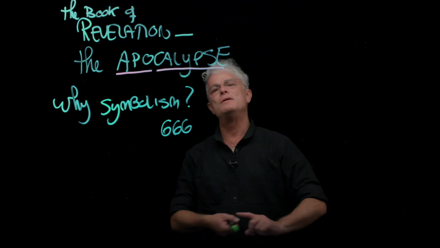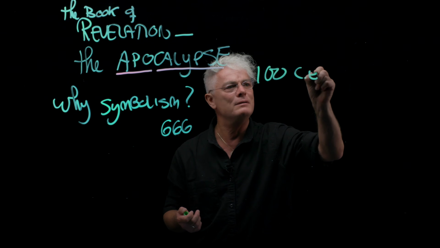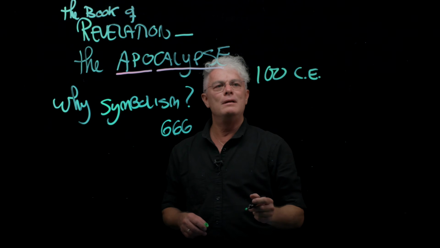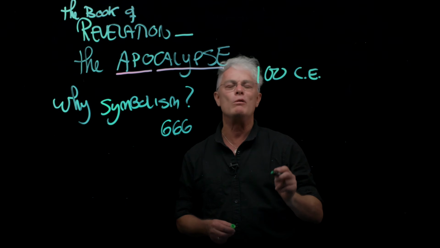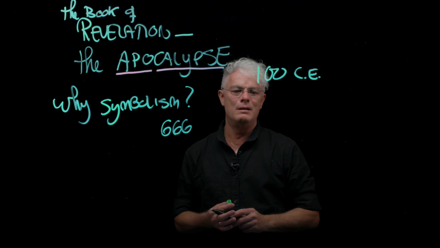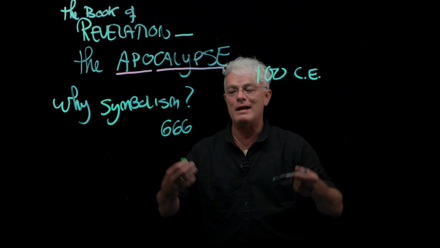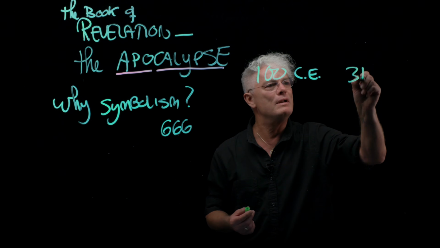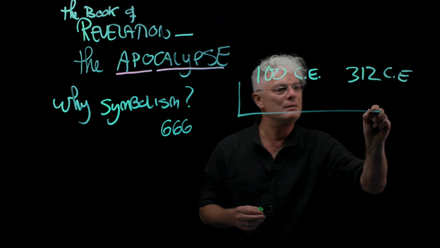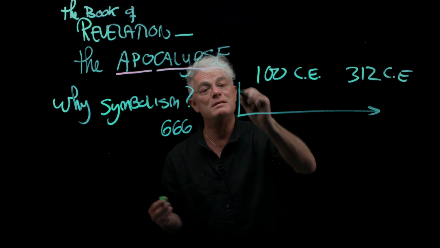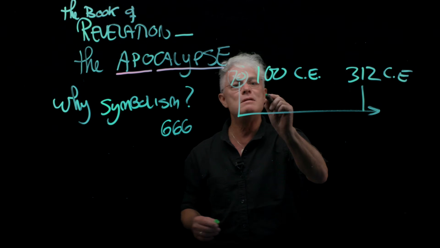when the book of Revelation was written, about 100 of the Common Era, it was during the time that Christianity was an illegal entity. Christians were outlaws. And they weren't really allowed to be not outlaws. They weren't accepted as a legal entity until 312 of the Common Era. So from about, let's say 70, about, until 312, Christianity was not legal.